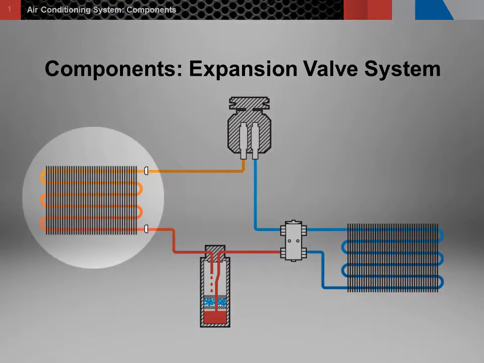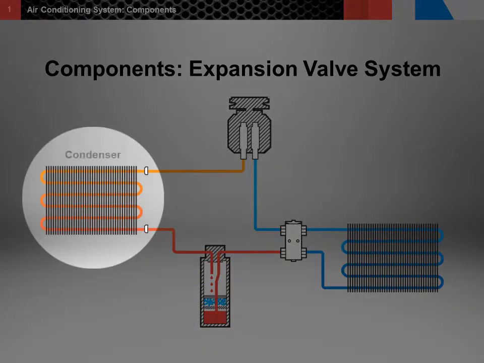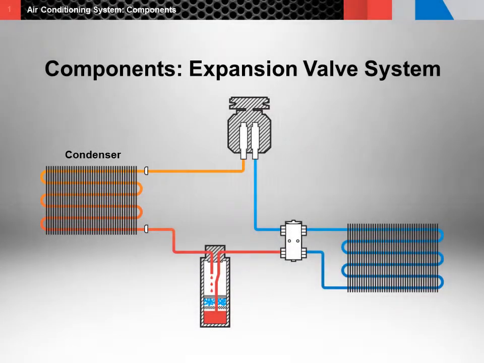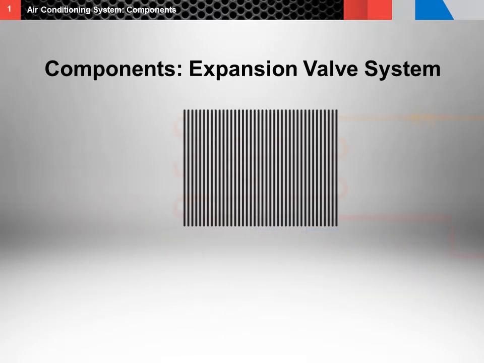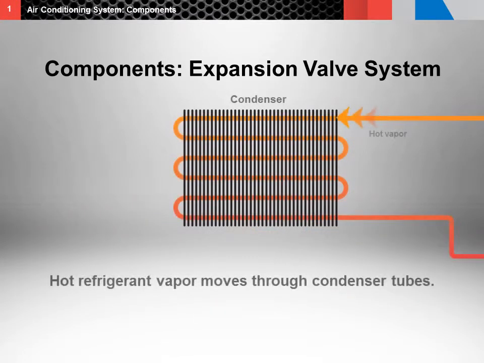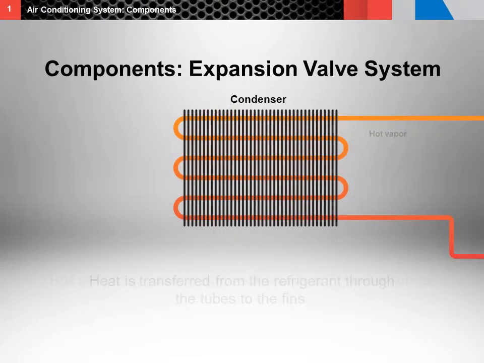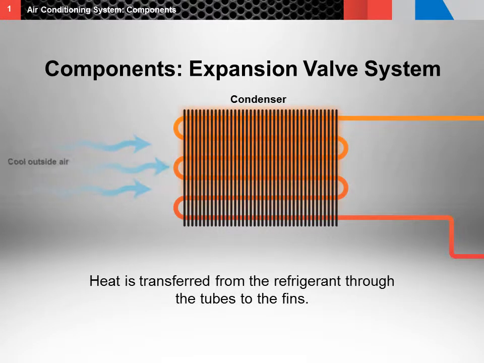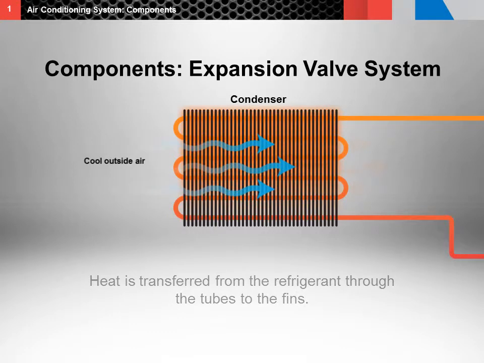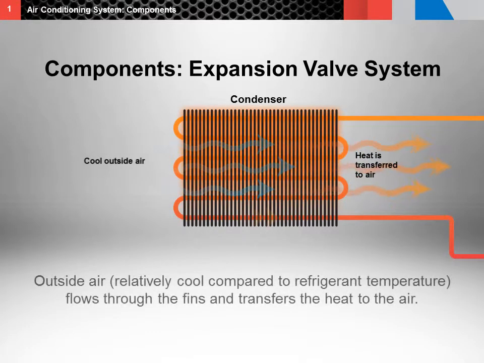The next component to look at is the condenser. The condenser is like a radiator for refrigerant. The hot refrigerant vapor travels through the condenser tubes and heat is transferred from the refrigerant to the fins. Then, as the cool outside air flows past the fins, heat is transferred to the air. The vapor is cooled and condensed and turns into liquid.